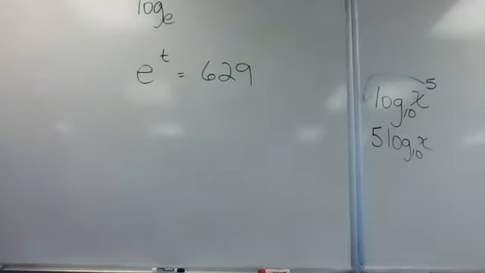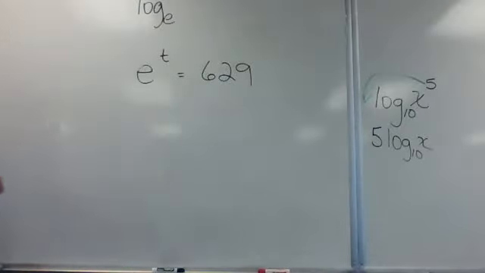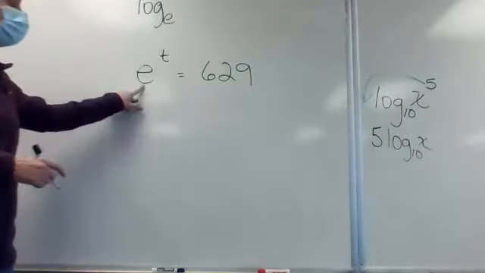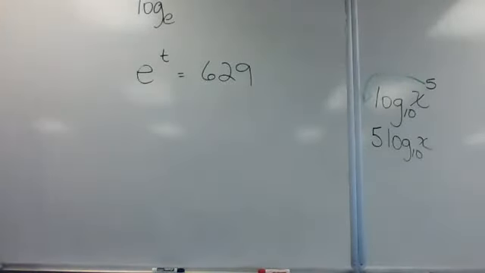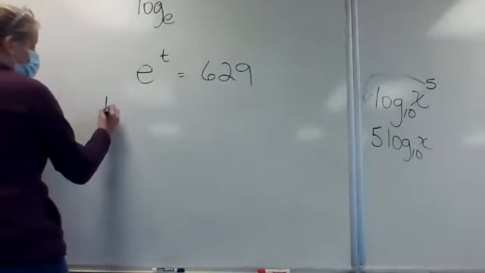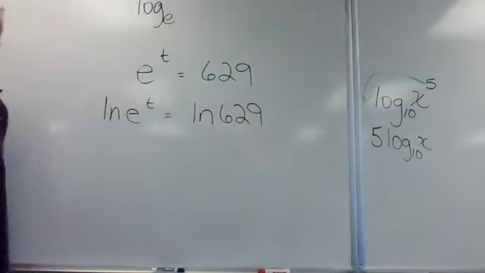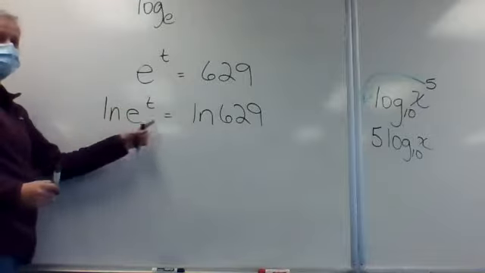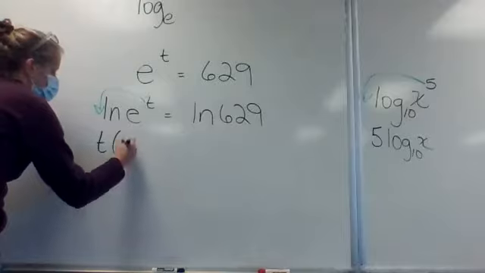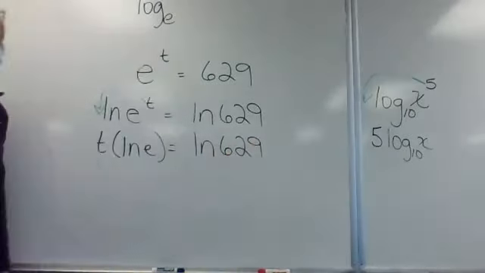So the t that you're solving for is in the exponent, just like the other ones. So I need to bring it down. So instead of logging both sides, I'm actually going to use the ln on both sides because I'm dealing with the e, and you'll see why on this next step. Because the ln has the same properties as the logs, I can still use the property where I can rewrite this side with the t brought down. So now I have t times ln e equals ln 629.